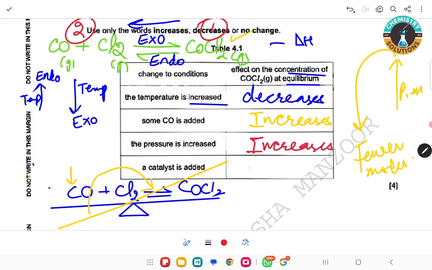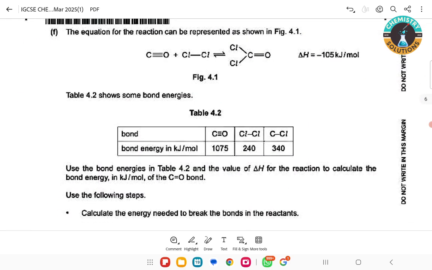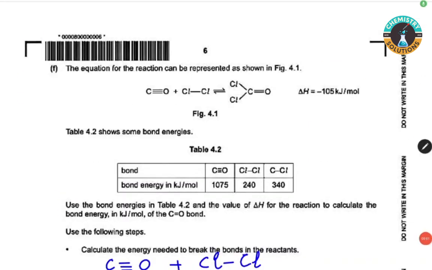A catalyst is added. A catalyst only speeds up a chemical reaction, it will not affect the state of dynamic equilibrium, so there will be no change by adding a catalyst. So this is part F.